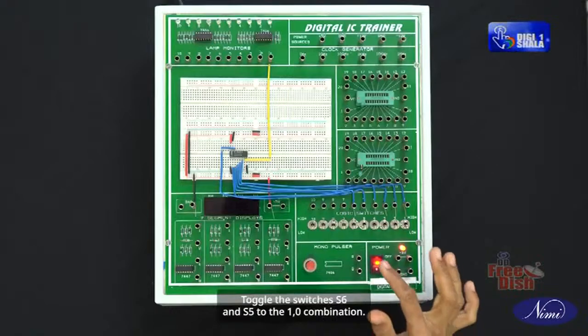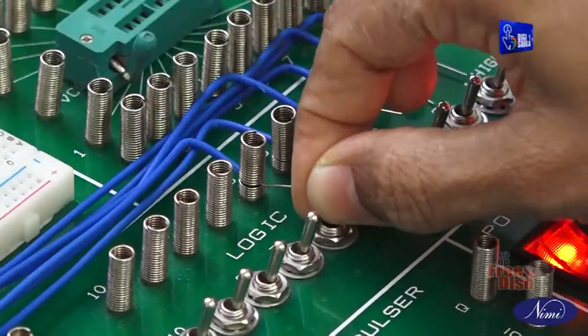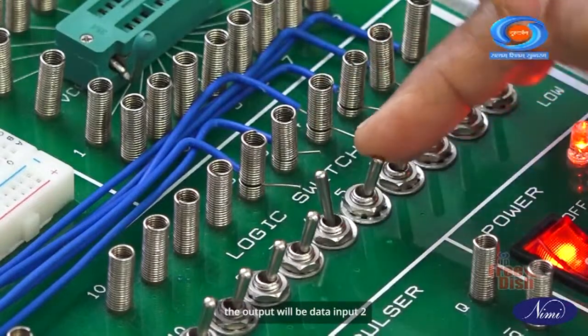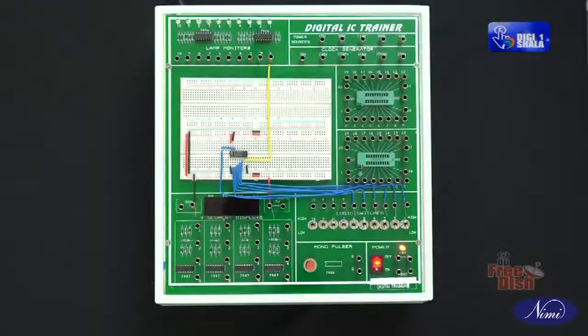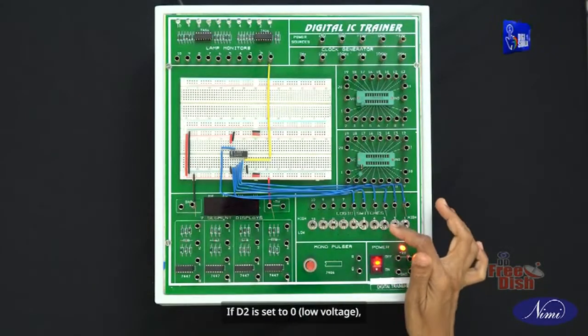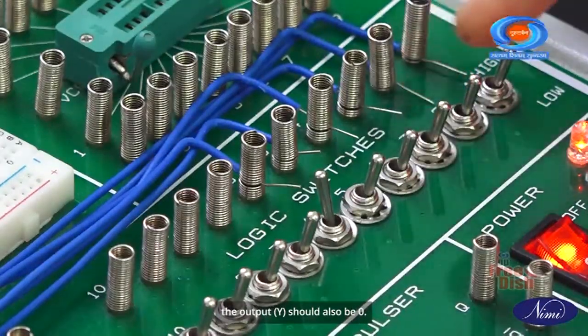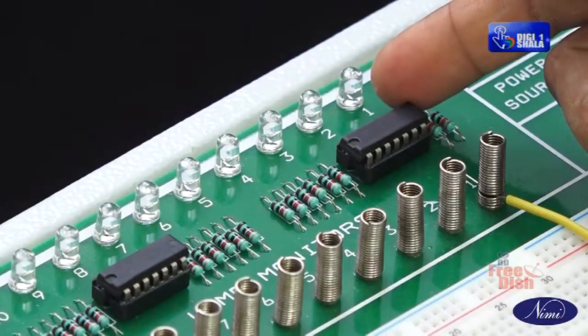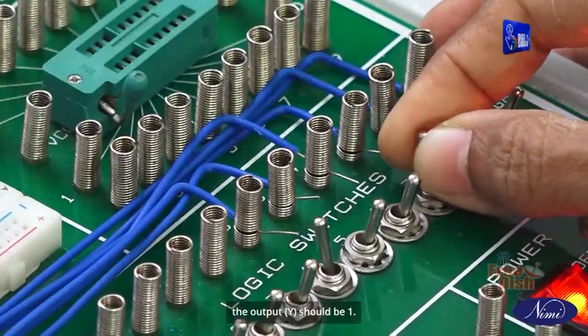Toggle the switches S6 and S5 to the 1-0 combination. The output will be data input 2. If D2 is set to 0, the output Y should also be 0. If D2 is set to 1, the output Y should be 1.